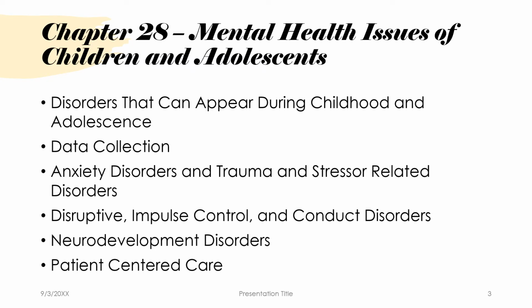Let's look at disruptive, impulse control, and conduct disorders. Some expected findings would include behavioral problems, usually in school, home, or in social settings. In children and adolescents with disruptive, impulse control, and conduct disorders, manifestations will generally worsen in situations that require sustained attention, like a classroom, or in unstructured group situations, like a playground.